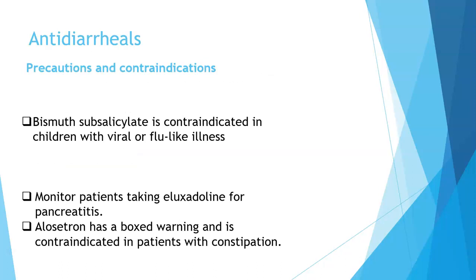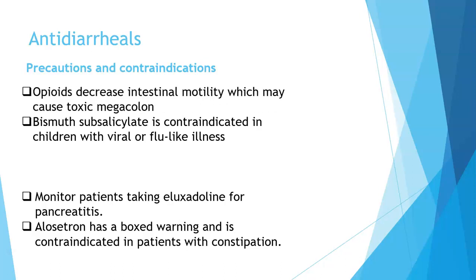So let's talk about some of the precautions and contraindications. Opioids decrease intestinal motility, which may cause toxic megacolon. Bismuth, again, is contraindicated in children if they have a viral or flu-like illness.